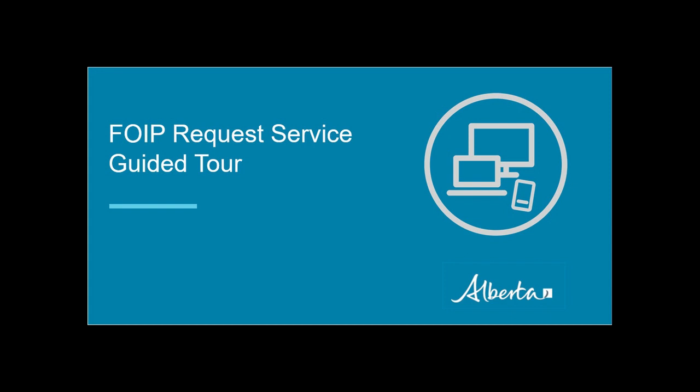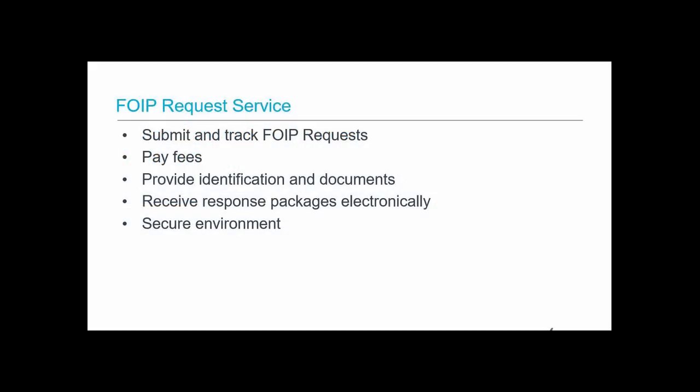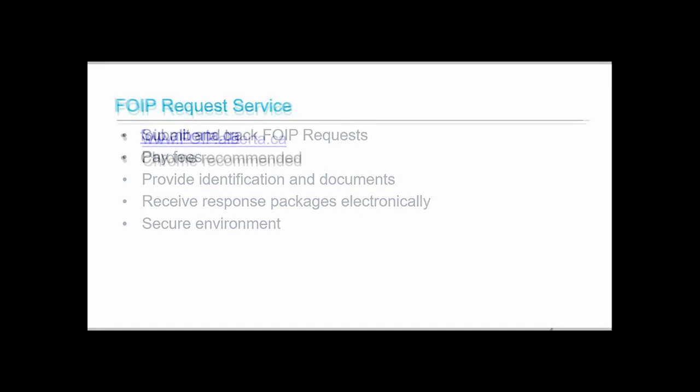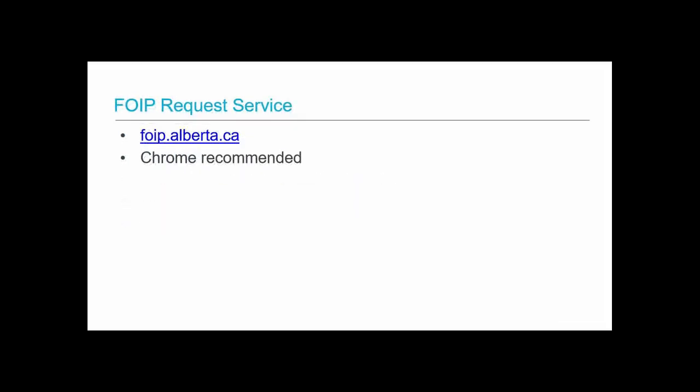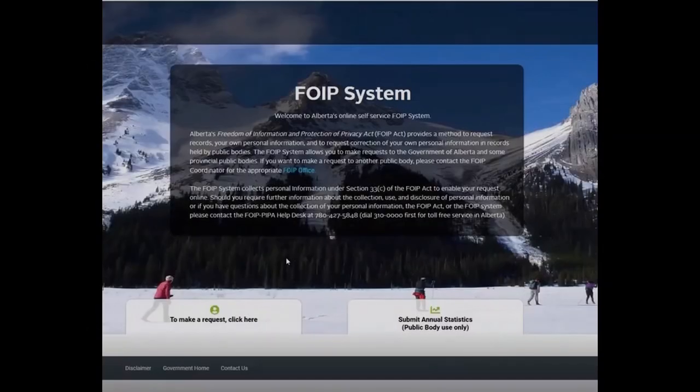This online tool allows applicants to submit and track FOIP requests, pay fees, provide identification and documents, and receive response packages, all within a secure environment. To access this service, open a web browser. We recommend Chrome, and enter foip.alberta.ca. This will take you to the page you see right now.